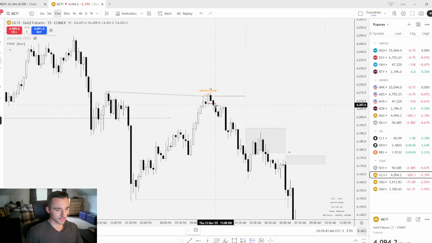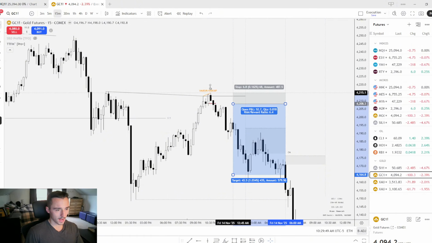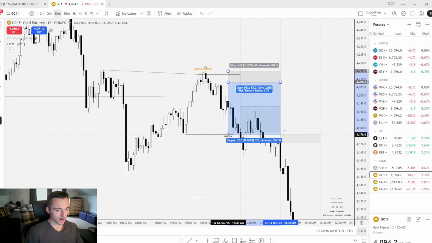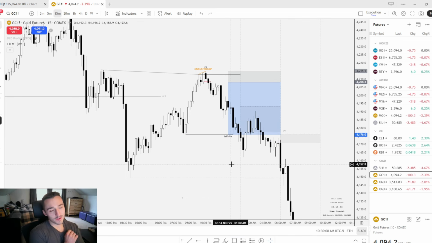This is when I get alerted. I think I get in around 08 right here, with my stop at the high. Partial here, sell side. So I get partialed out right here for just under a 5R.